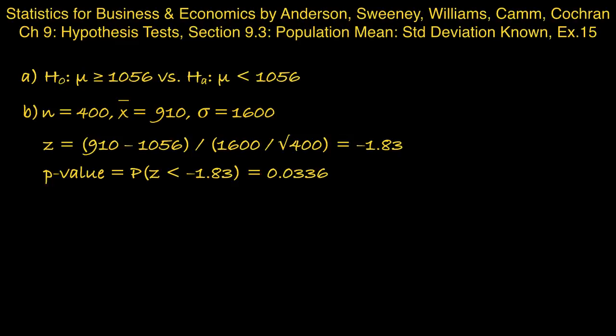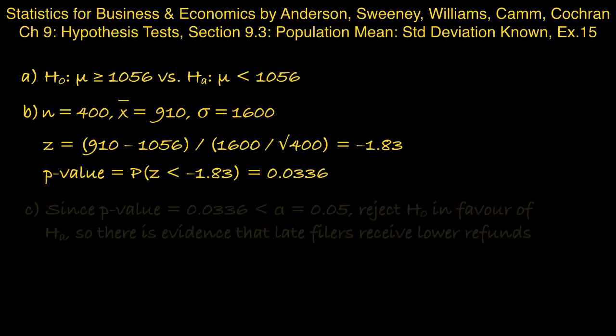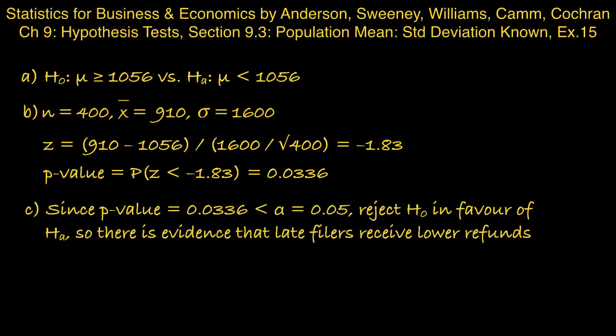Part C: at alpha equal 0.05, what is our conclusion? Since the p-value we just calculated is less than the significance level 0.05, we reject the null in favor of the alternative. In other words, there is evidence that late filers receive lower refunds.